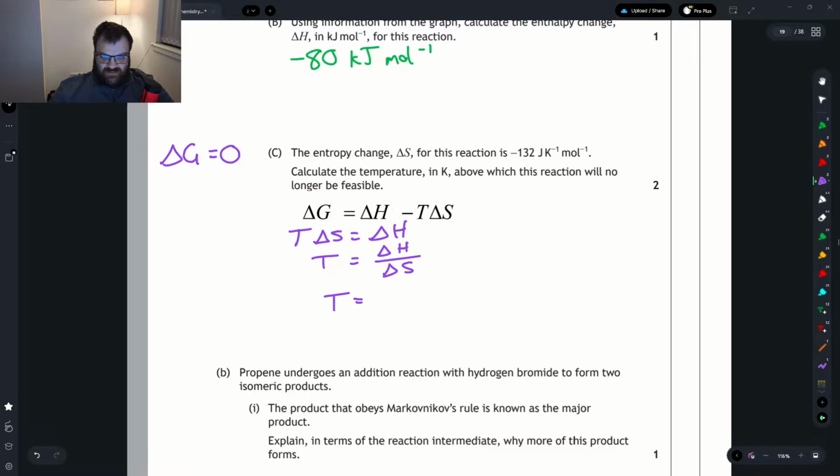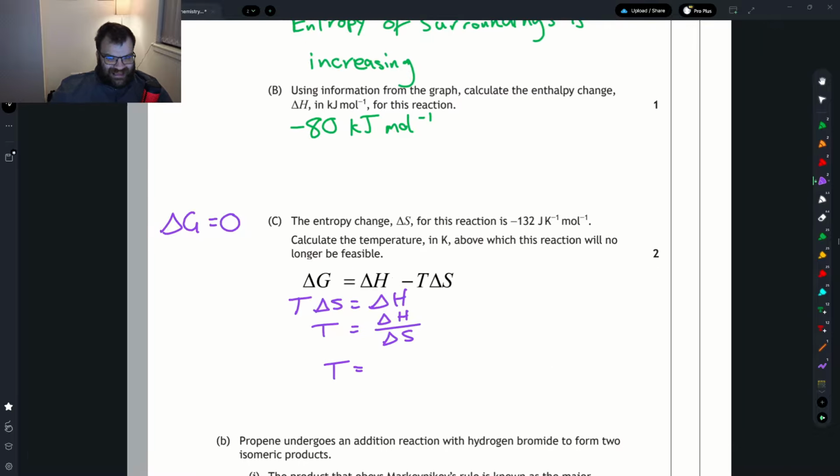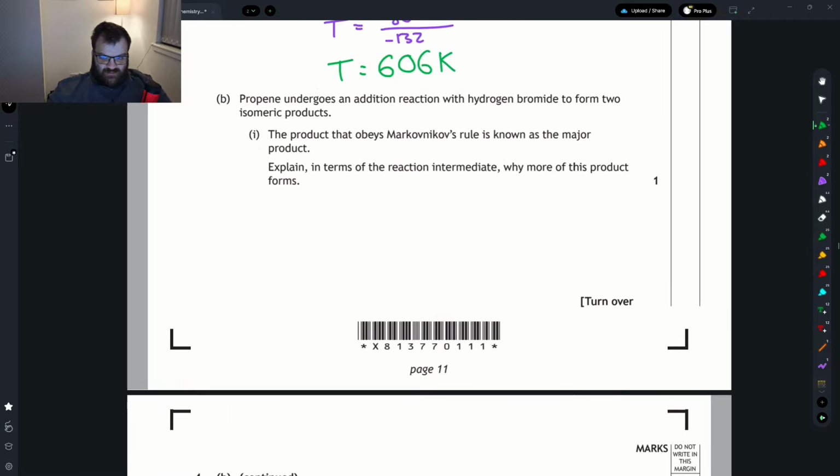T is therefore going to equal... Watch out for our units. We had minus 80 kilojoules per mole. I'm going to put that into minus 80,000 joules per mole. Divide that by the minus 132 joules per Kelvin per mole that we have got for the delta S for the entropy. Pop that in. It's going to come out as a positive value. That'll give us 606 Kelvin. It asks us for Kelvin, so we're all good there. That gives you your final answer for that.